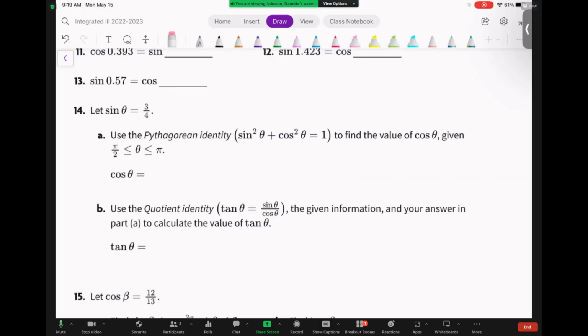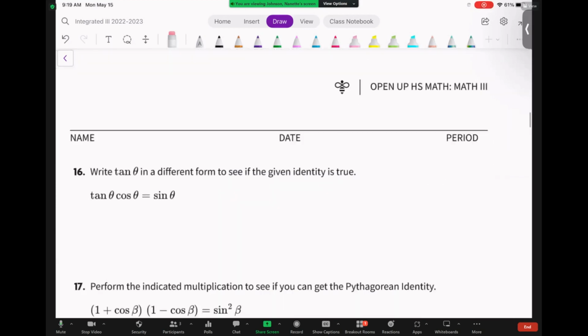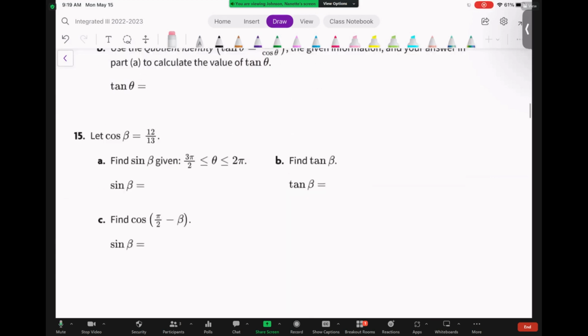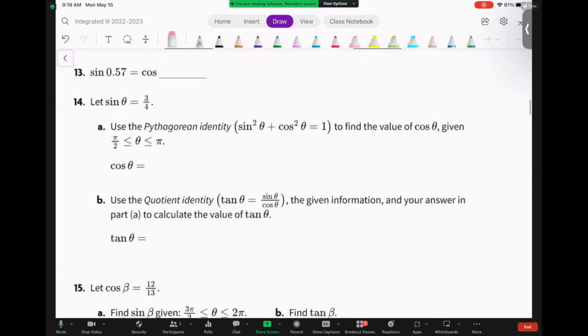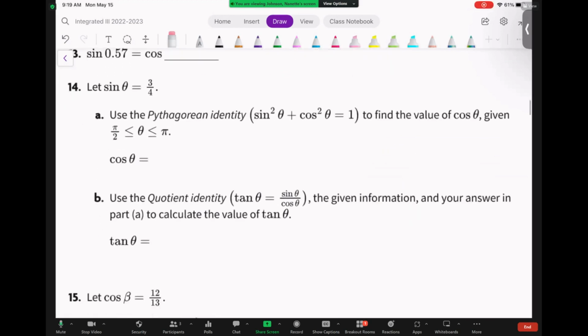Okay, we are going to do 7.5, ready, set, go, number 14. And that relates to 15 as well, not 16, but 14 and 15. So we will do 14, and then because you know how to do 14, you'll be able to do 15. It says, let sine of theta equal 3/4.